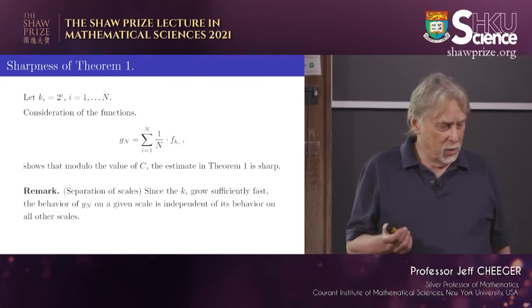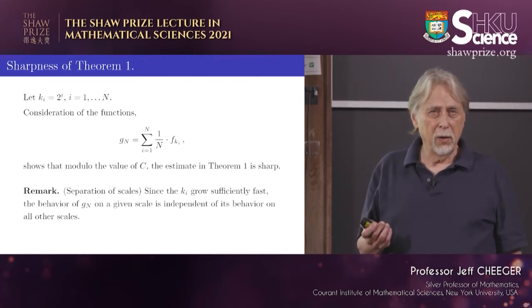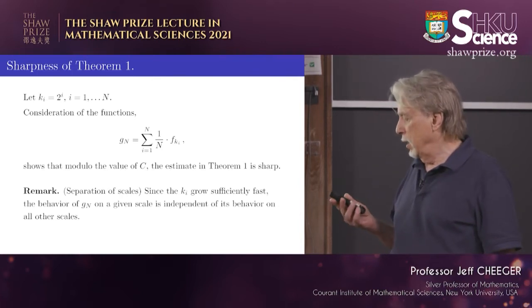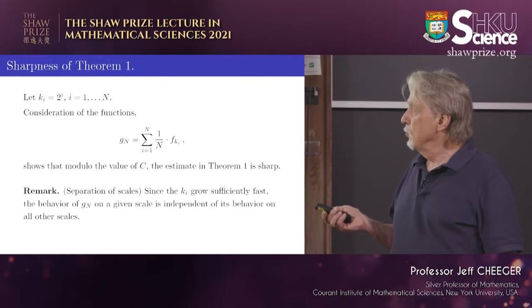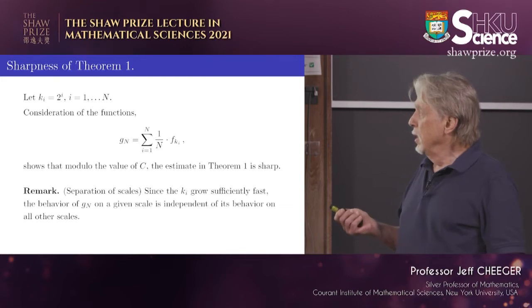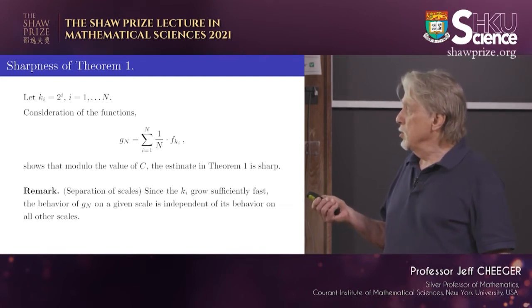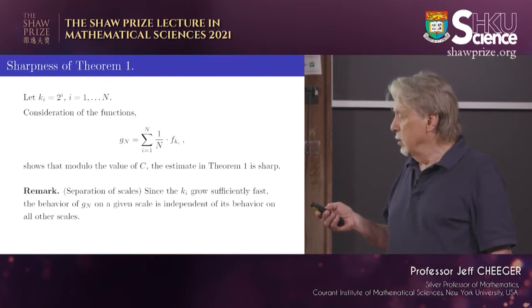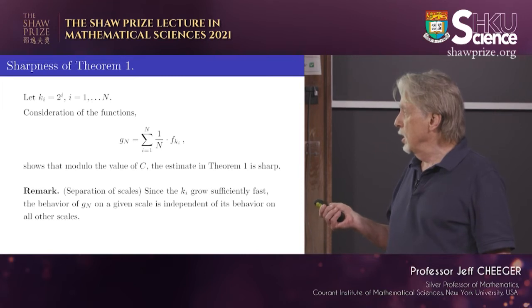Now, in fact, we can easily make this example a little bit better, and this shows that the estimate in Theorem 1 is actually sharp. Namely, we're going to combine capital N of these functions, but we have to be just a little bit careful about how we choose the k's. So we choose the k's now to grow, let's say, exponentially. And then if you think about what happens when we add a bunch of functions up like this, the main point is separation of scales.